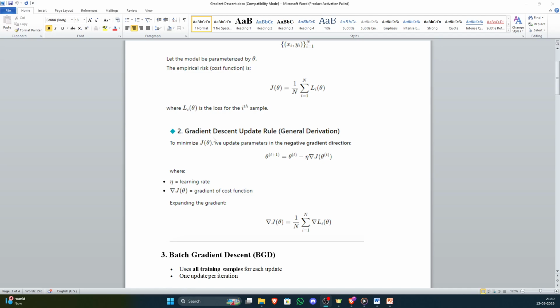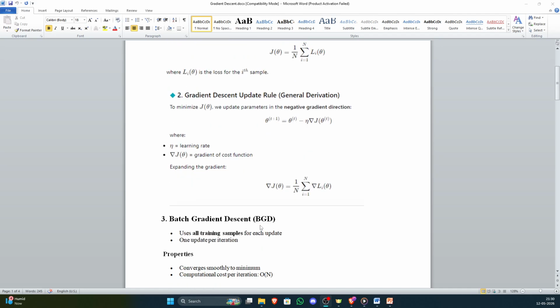Now the gradient descent update rule, this is the general derivation. Here eta is the learning rate. Delta J of theta is the gradient of the cost function. When we expand the gradient, we get the gradient function equal to 1 by n into sigma i equal to 1 to n delta of Li of theta.